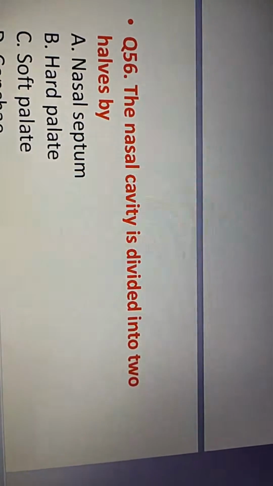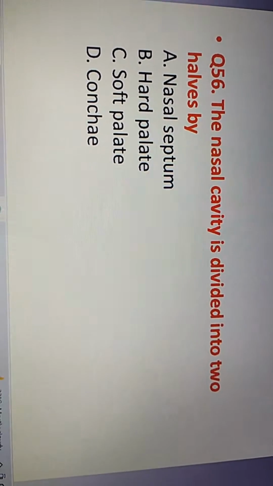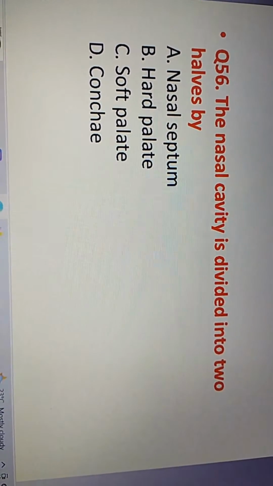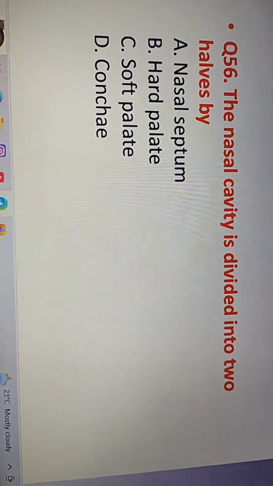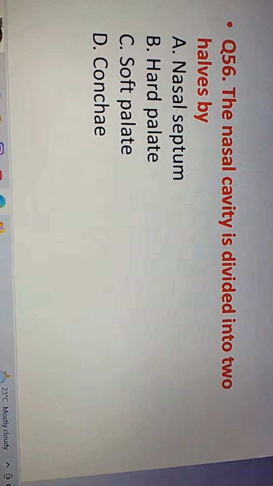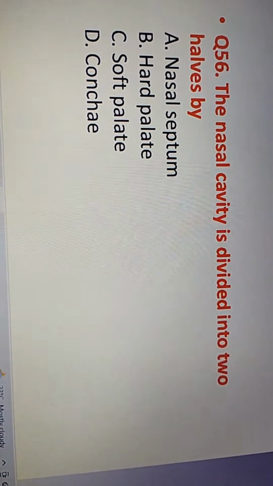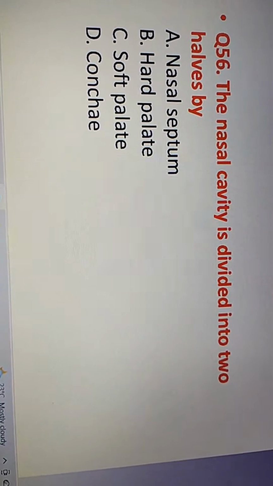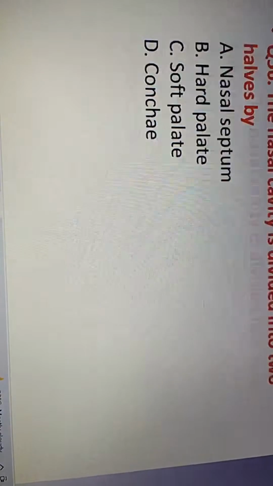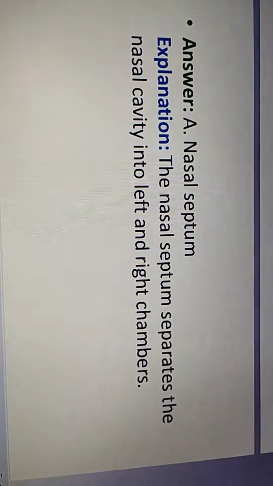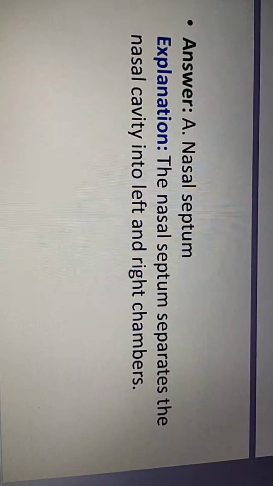The next question. The nasal cavity is divided into two halves by option A nasal septum, option B hard palate, option C soft palate, option D concha. The correct answer is option A nasal septum. The nasal septum separates the nasal cavity into left and right chambers.